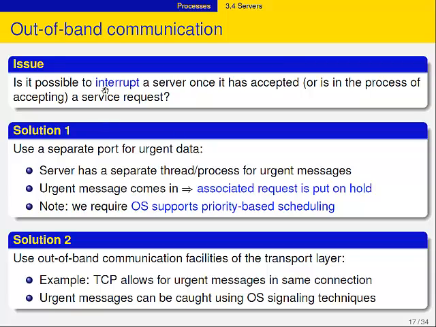It's very important to have facilities to communicate with a server while it's doing stuff. The canonical example is, hey, you just launched a request for pumping a gigabyte of data to or from a service, and you just discovered that you made a mistake. You would like to tell the server that you just made a mistake. And there are essentially two ways of doing this. You can use a separate port for urgent data.